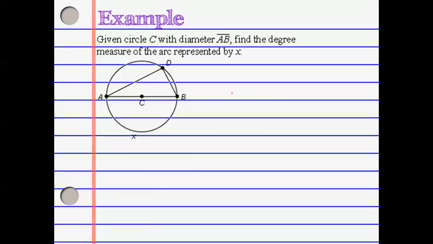Now this is just a little review for the mid-unit test. It says, given circle C with diameter AB, find the degree measure of the arc represented by x. The important information here is that we have diameter AB. Remember, if it's a diameter, we know that that line is 180 degrees, which tells us that the arc AB is 180 degrees. We also know that the arc on this side is also the semicircle. So we know that x is 180 degrees.